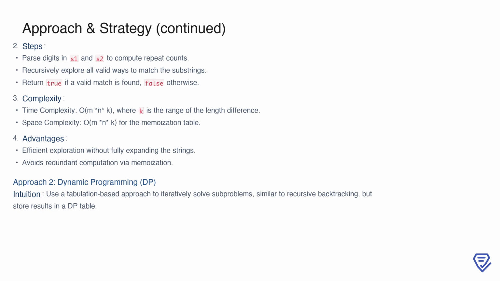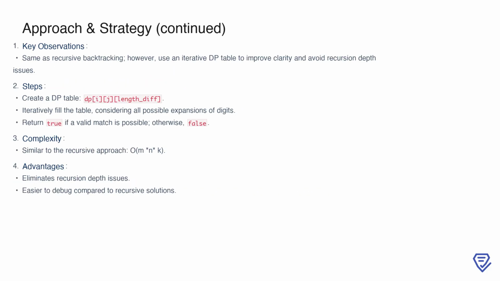We also consider an alternative optimized strategy, dynamic programming. This approach shares the same intuition as the recursive backtracking method but uses a tabulation-based iteration to solve subproblems iteratively. By storing results in a DP table, we can avoid recursion depth issues while maintaining clarity. Dynamic programming leverages the same key observations as recursive backtracking.